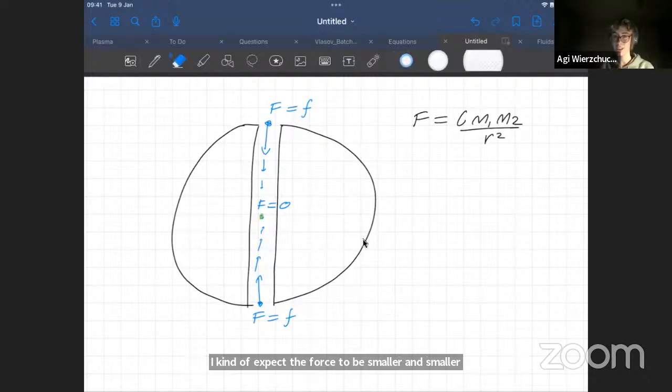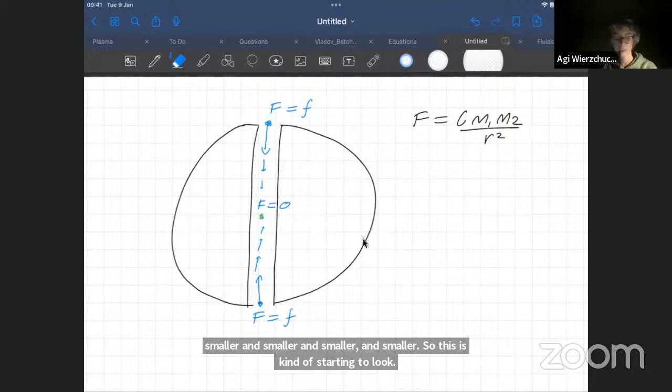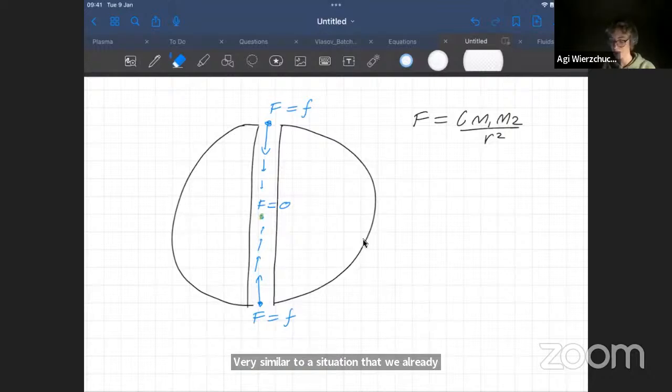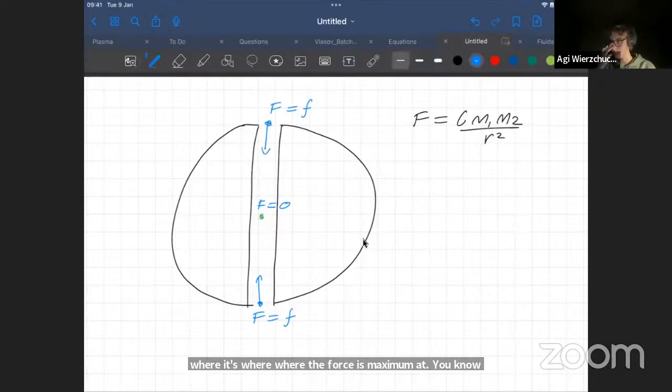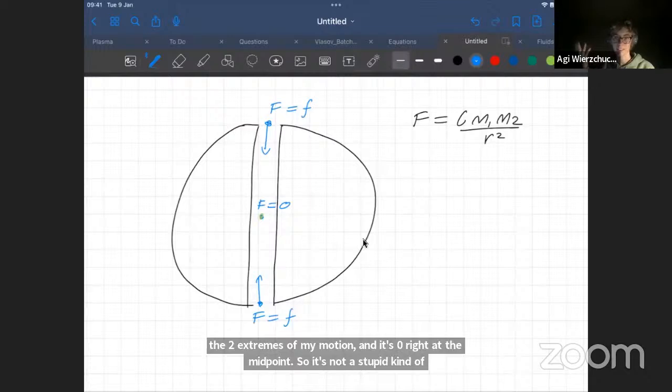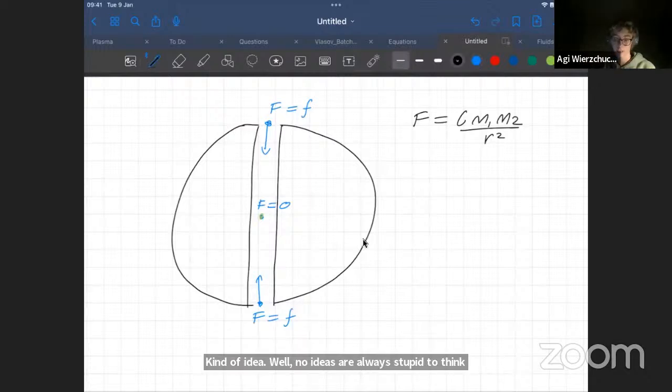So this is starting to look very similar to a situation that we have already looked at in physics, which is simple harmonic motion, because I have a force where the force is maximum at the two extremes of my motion, and it's zero right at the midpoint. So it's not a stupid idea to think that this is going to be an example of simple harmonic motion.